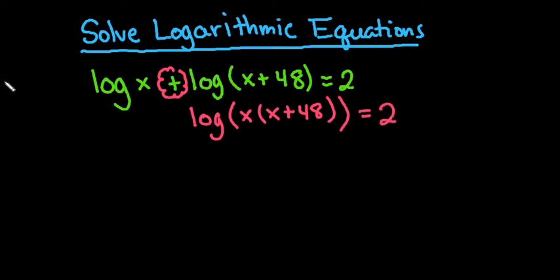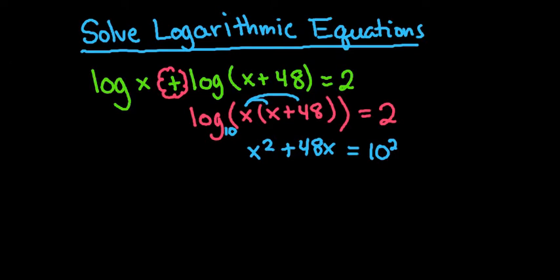Once you get down to a single logarithm, you're going to rewrite it in exponential form. Because I don't have logarithms on both sides, I have to rewrite in exponential form. Remember that anytime you have log without a base, it's understood to be base 10. So this is our base, this is our exponent, so we would have 10 squared equals the value that's inside here. I'm going to distribute that in. So I now have a quadratic equation, x squared plus 48x equals 10 squared, or equals 100.